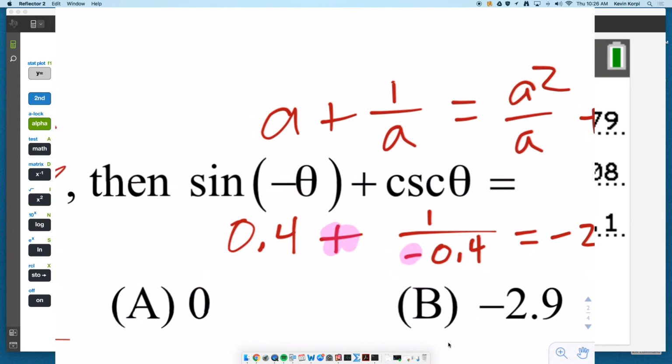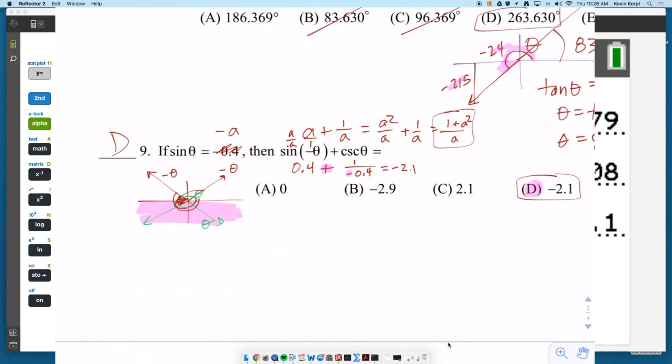Well, I got a common denominator. I multiplied by a over a. Yeah. Why do I drop the signs?